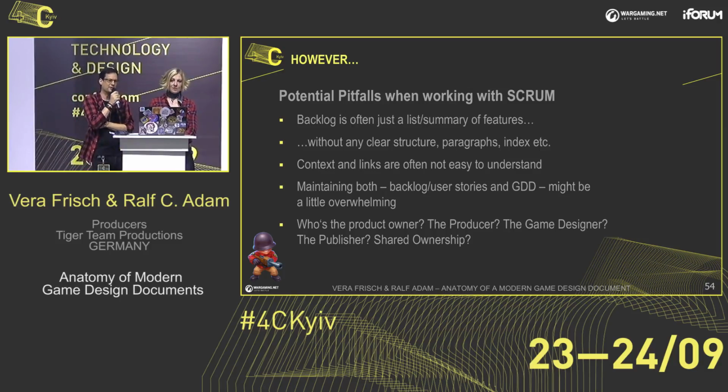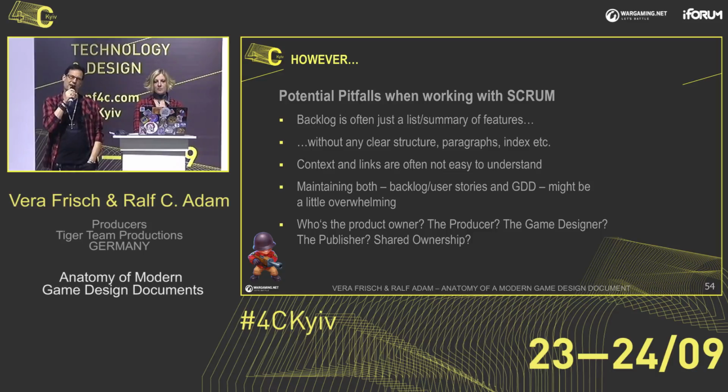Some things to keep in mind, especially when working with something like Scrum: a backlog is usually just a list of all your epics or all your user stories or the whole content, but it doesn't have a clear structure or paragraphs or stuff like that. So that might be tricky for someone outside, especially to read it or to get a full understanding. So sometimes you may want to implement hyperlinks and stuff like that into your user stories to make them easier to understand. Also, if you want to maintain both, if you have a design document and create user stories out of that, make sure they're always in sync, which is a little bit of overhead.